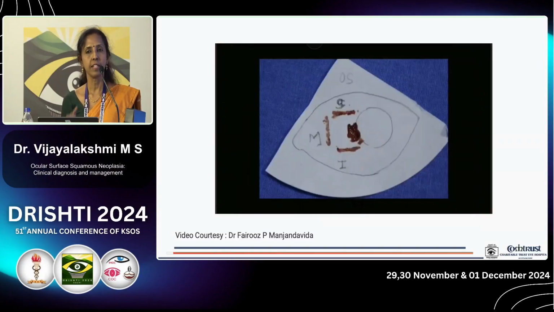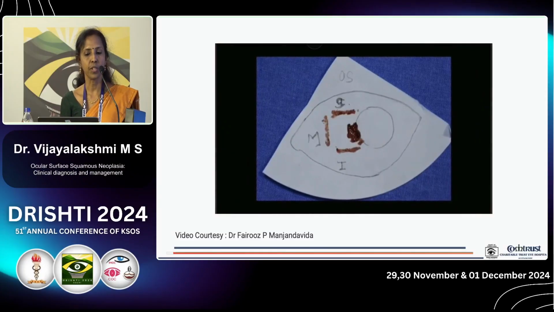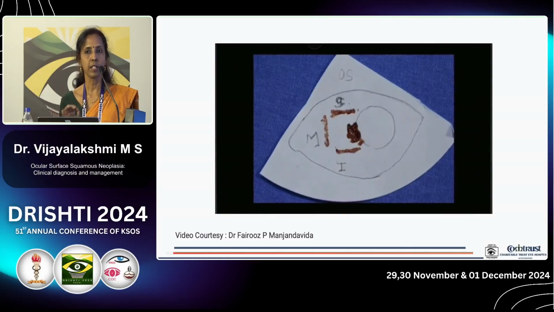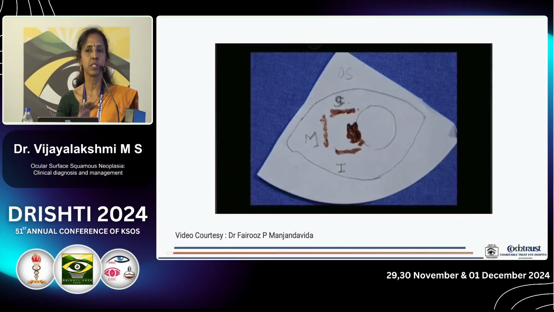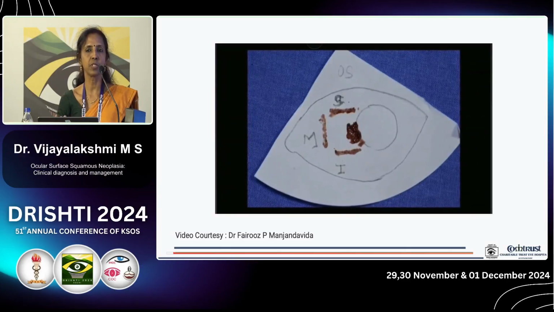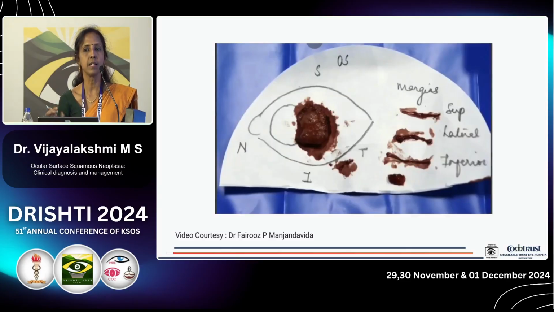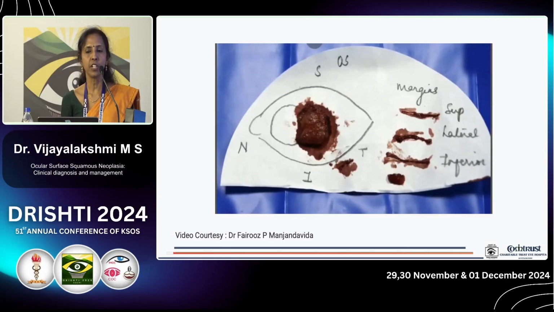But after this, that mapping and sending for histopathology is very, very important. You must mark it either on a filter paper. We usually use a suture sponge on which we anchor the tissue, and mark it nasal, temporal, up, down, base, everything you have to mark. Because when the histopathology report comes, it is very important: is the margin free or the base free? That is very important, and the management depends on that.